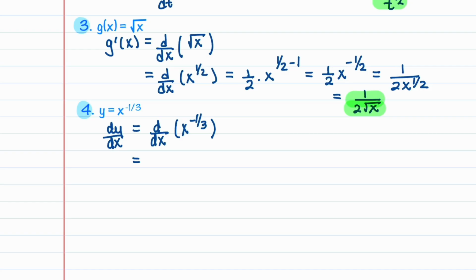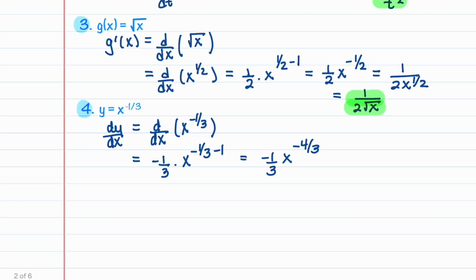Now we just have to apply the power rule. We'll bring down our exponent, minus 1/3, and this gets multiplied by x to the minus 1/3, and we're going to subtract 1. So this is minus 1/3 x to the minus 4/3, and that's our final answer. And it's in a similar form to our original problem.